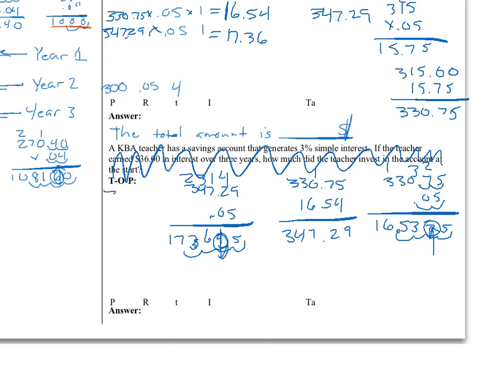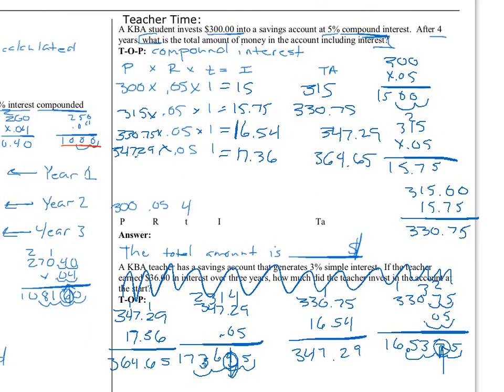And so what we end up with is our $347.29 plus the interest that was given to us at the end of that year. It's 5, carry the 1, 6, 4, carry the 1, 6, and I get $364.65. Now, again, as my professor would say, you need to remember that we came to the swamp to drink.